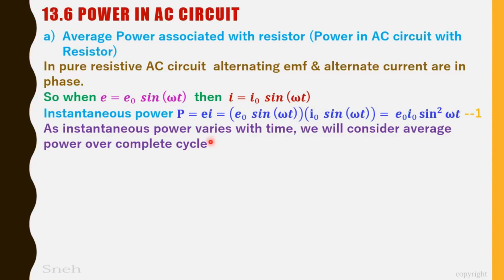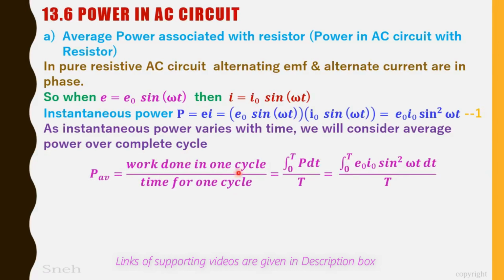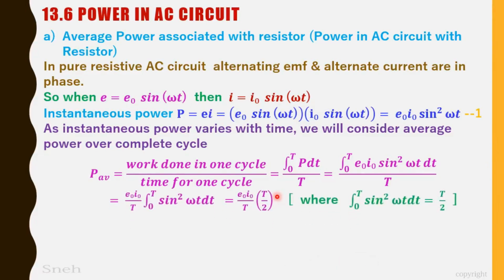Now this instantaneous power varies with time, and due to that, while solving this, we have to consider average power over a complete cycle. The same technique we'll use which we have used for determining average power of EMF and average power of current. So we'll write average power is equal to work done in one cycle divided by time for one cycle. That is nothing but integration for one cycle, that is 0 to T, P dt upon T.